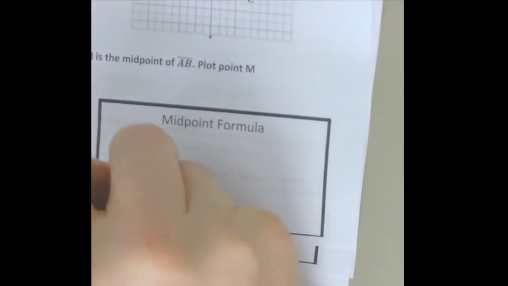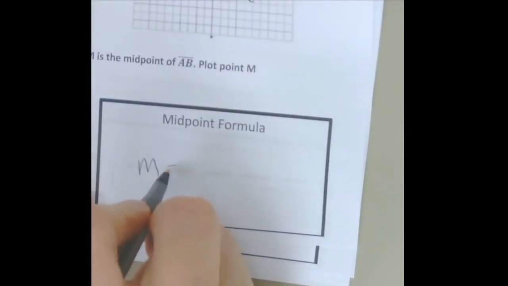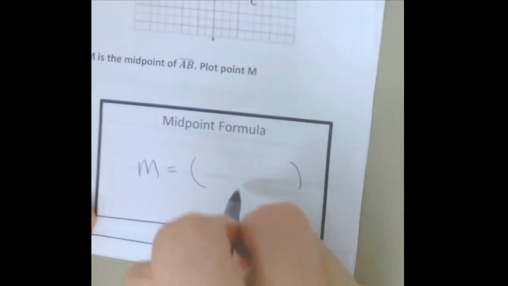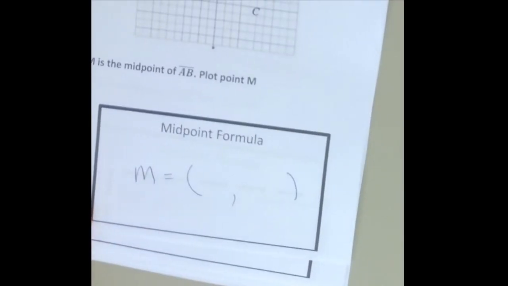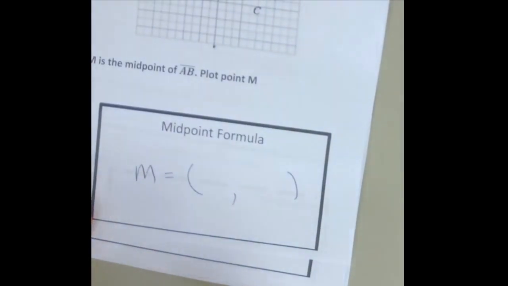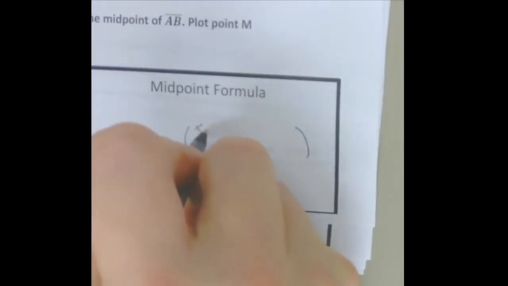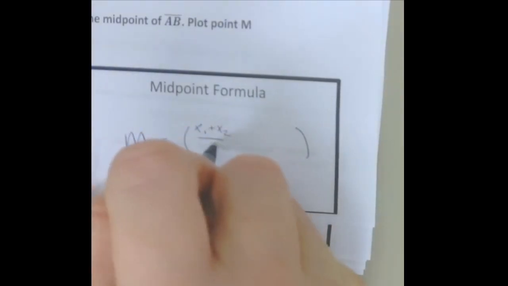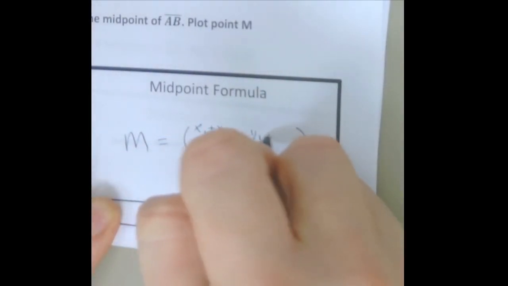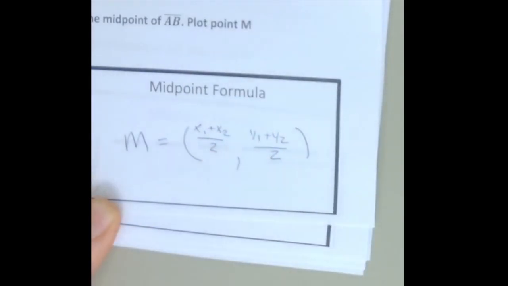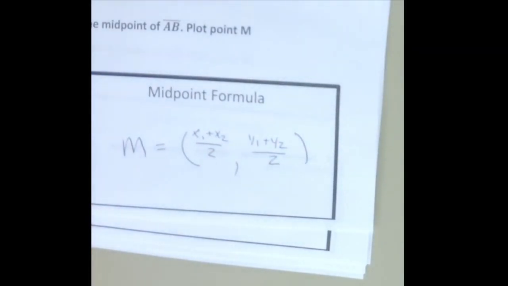It is M, the midpoint, is equal to, we know it's going to be a point, so it's going to have an x and a y coordinate. And the way we find it is by finding the average of the x's and the y's. Take a moment and jot that down on your notes for today.